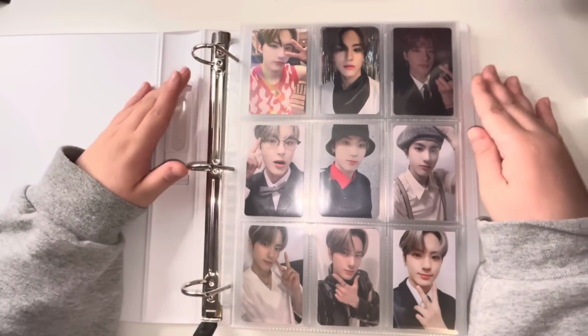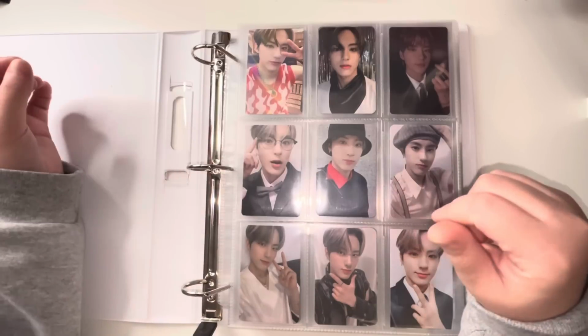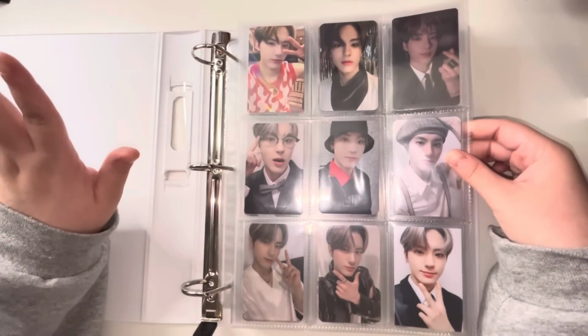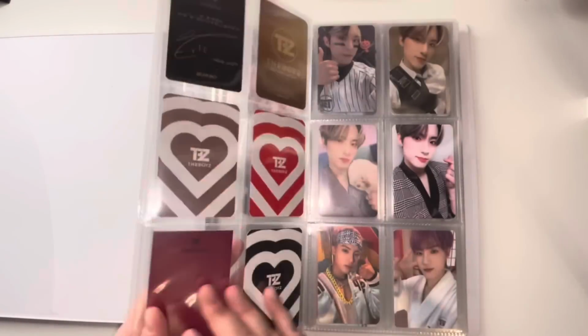I fully collect Eric's pre-order benefits. I started from Chase. He has a few earlier ones, but they're basically almost all concept cards, so I didn't even try to do that. So we're starting from the Chase era.